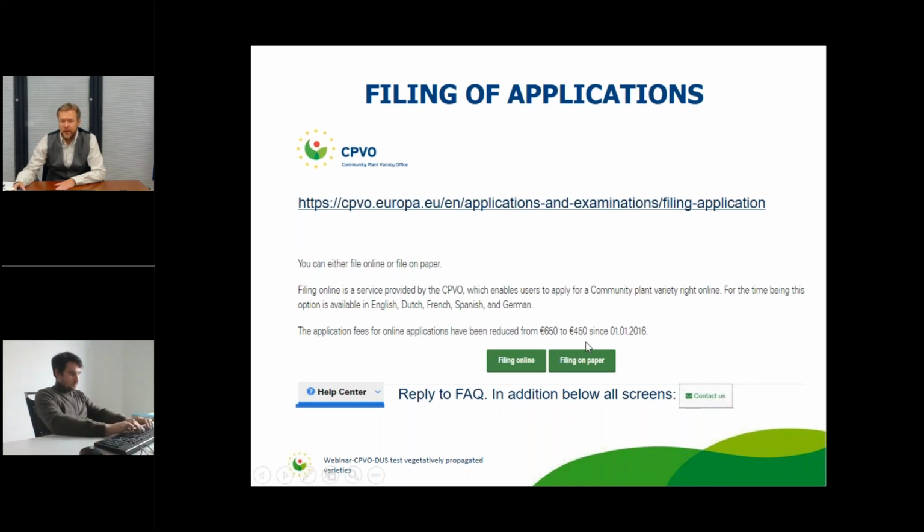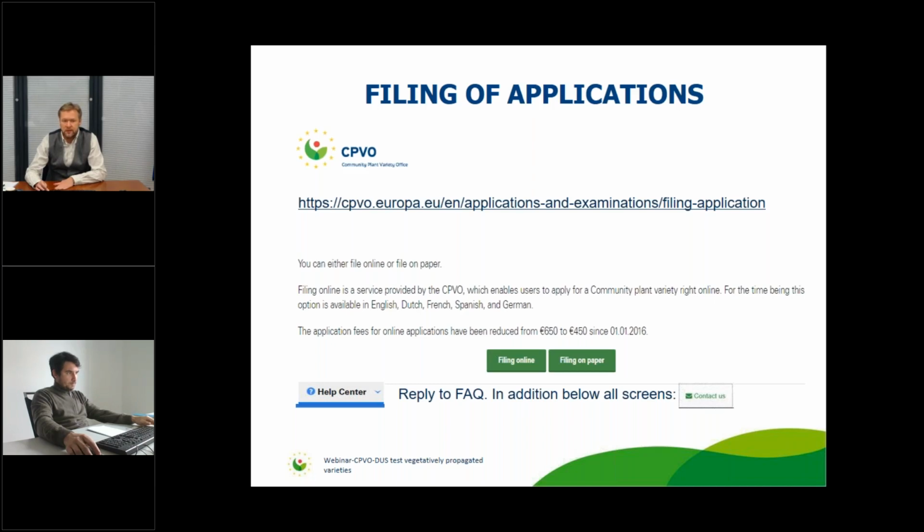The application fee for online applications is 450 euros. For paper applications, it's 650 euros. Other advantages are you can send off the application immediately, meaning you get an earlier application date, and you can get an application date even on a day when the office is closed, like a Sunday. Furthermore, if you do it online, there is a pre-check for some inconsistencies, avoiding that you have some invalidating elements in the application documents, at least for some parts.